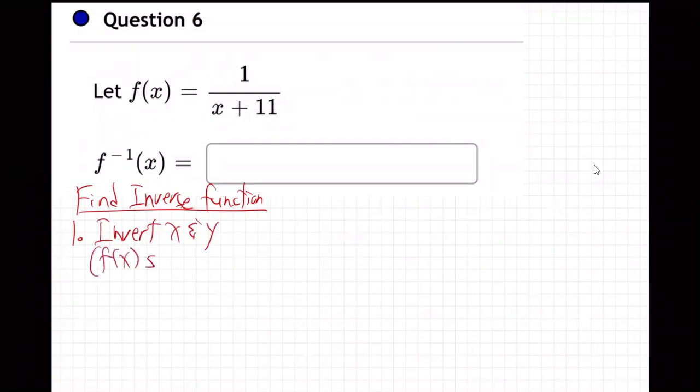And remember, f of x is the same as y. So really, then, this equation is saying this f of x, this is really y. So this is saying y equals 1 over x plus 11. That's what it's really saying.